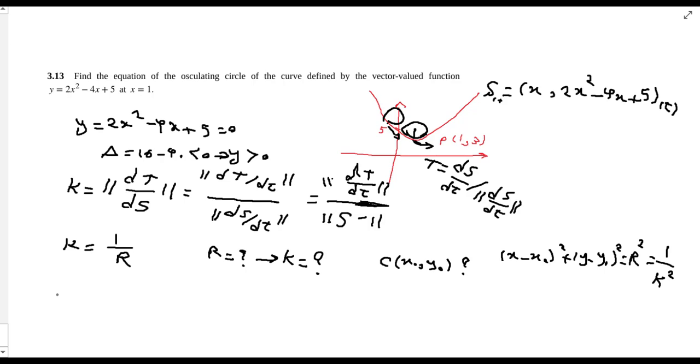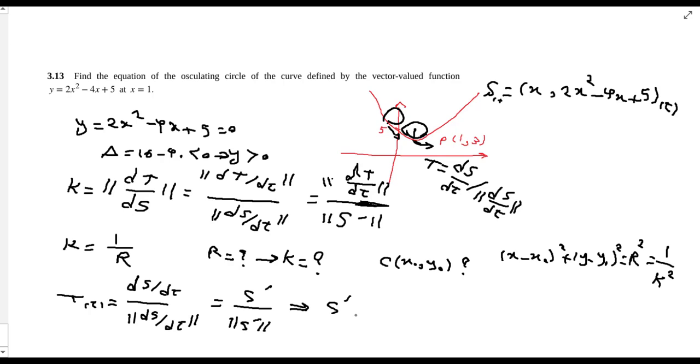As we know, T is equal to this one, r'(t) over the norm of r'(t), because we have it right here before. It means that r' over the norm of r'. So r' is equal to T multiplying the norm of r'.